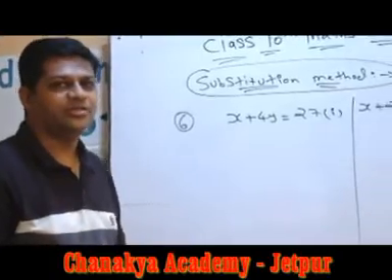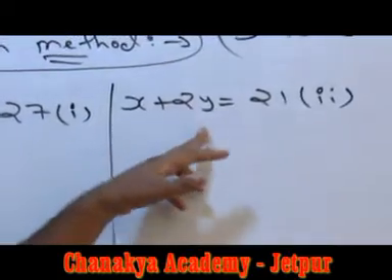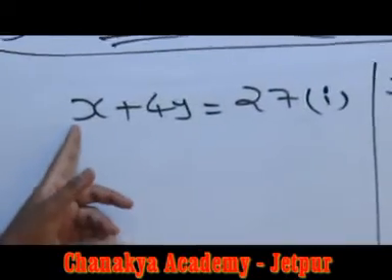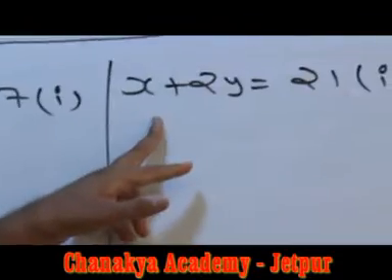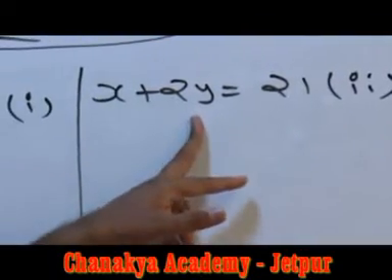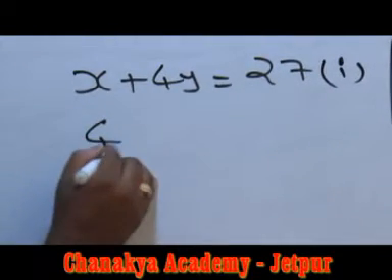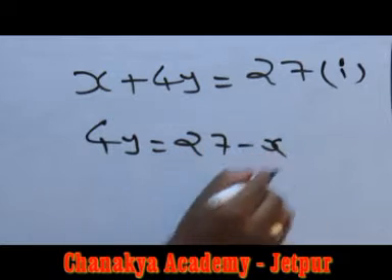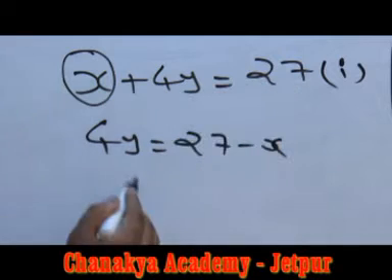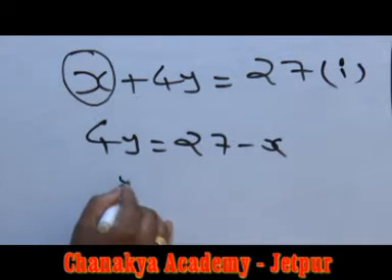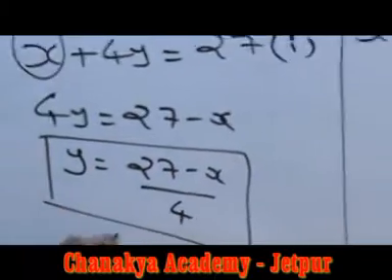Okay, students, now moving to next term, x plus 4y equal to 27, equation number 1, and second equation is x plus 2y equal to 21. Here the coefficient of x is 1, coefficient of y is 4 and 27 is constant. Again in next equation, coefficient of x is 1 and coefficient of y is 2 and 21 is a constant. Our first step as usual, y form, 4y equal to 27 minus x. Here x is on LHS side, I have converted into RHS side. 4y equal to 27 minus x, therefore y equal to 27 minus x divided by 4. We have generated y form.